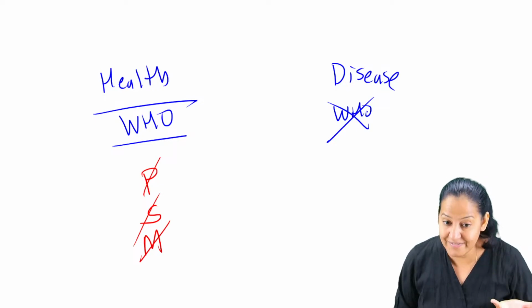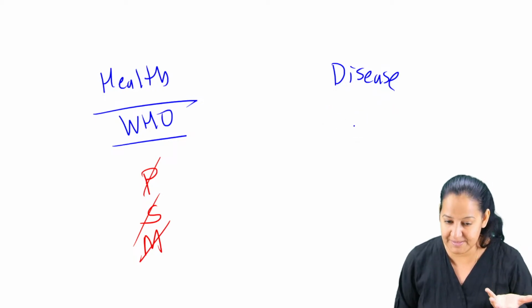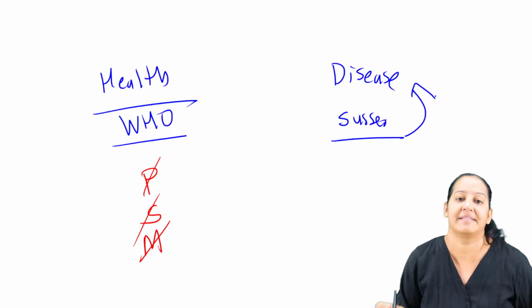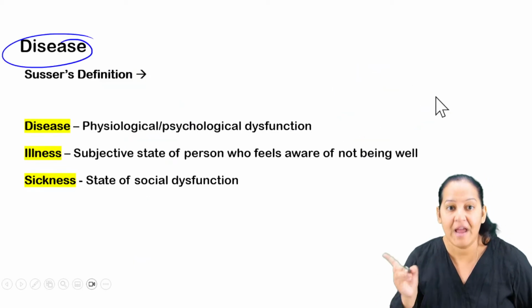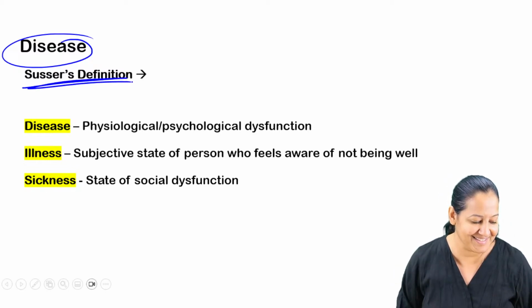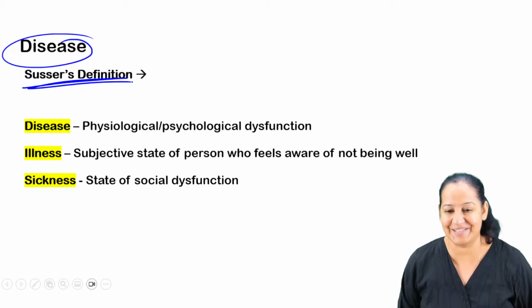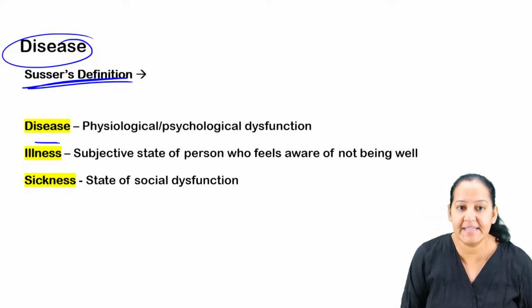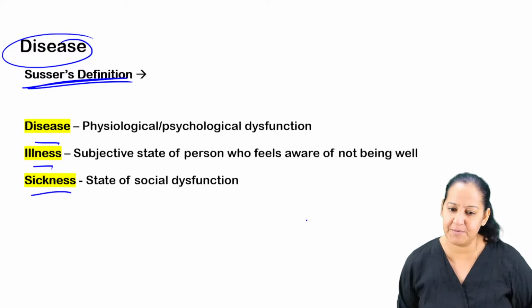So who has given the definition of disease? Some scientists, some epidemiologists. The name is Souser. Souser has defined the disease. It is not a WHO definition I'm telling you. I'm telling you the definition of the Souser. Souser definition of disease. So what is a disease? Do you know what is a disease? Listen now. So you have to tell me three things. Disease, illness, and sickness. What's the difference between them?